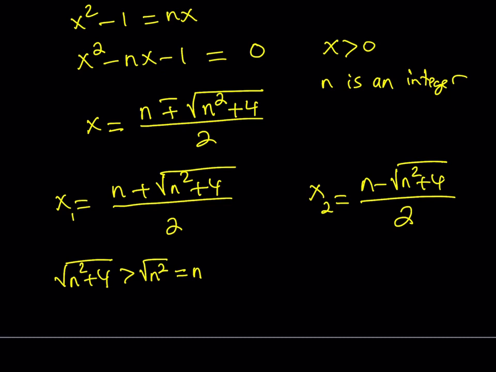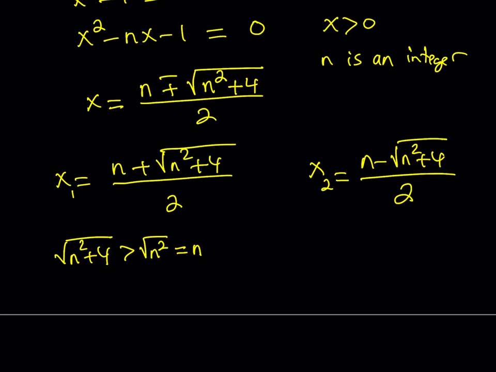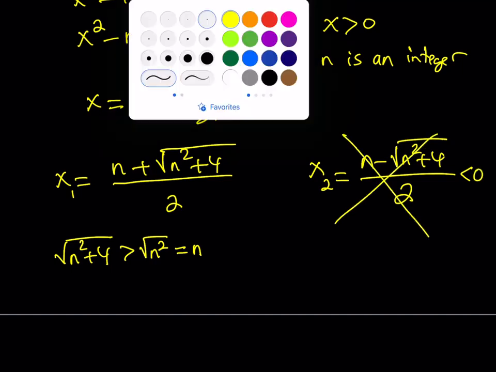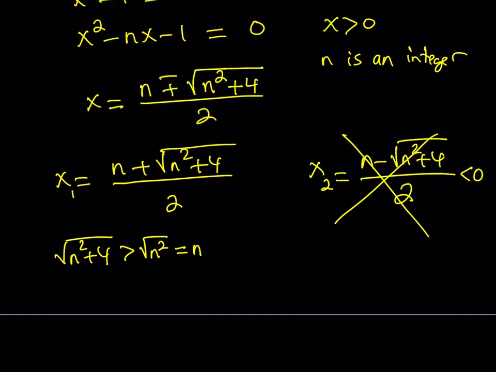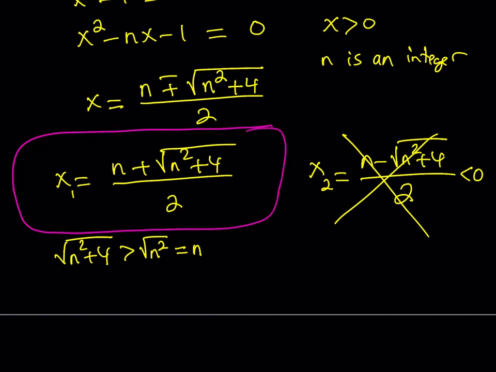But let's take a look at the second one. We have a problem with the second one because notice that the square root of n squared plus 4 is greater than n, right? So this difference is going to be negative. So we're not going to be able to take the solution. We're going to reject it, okay? So we're going to go by the only solution that we have here, which is this one. That's going to be the only acceptable x value, which is the solution to our equation.